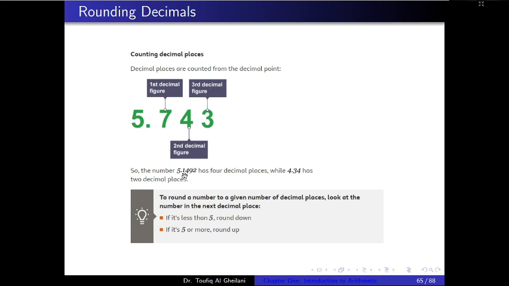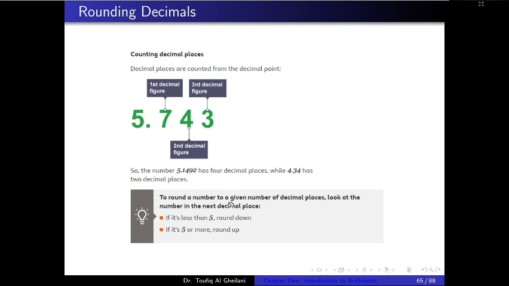So the number 5.1492 has 4 decimal places, whereas 4.34 has 2 decimal places. Why? Because here after the decimal point there are 2 digits, and here there are 4 places after the decimal point.